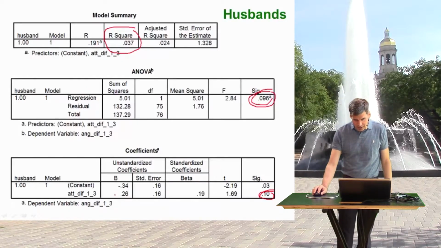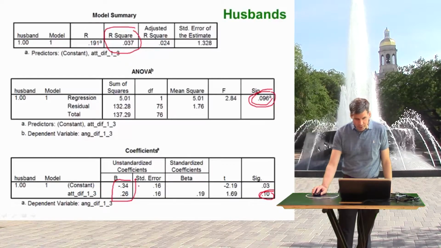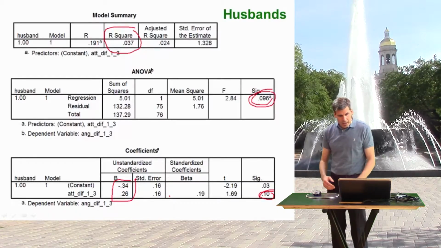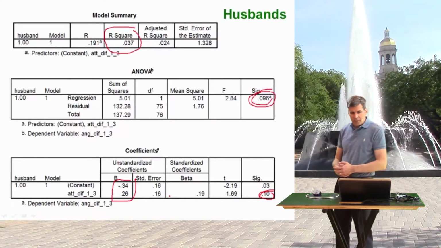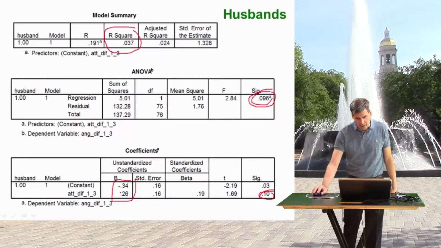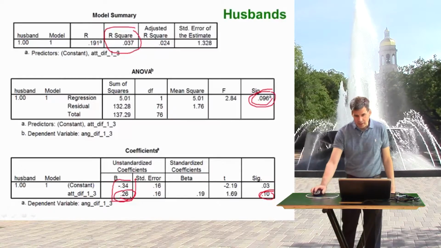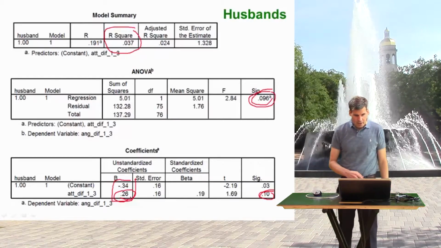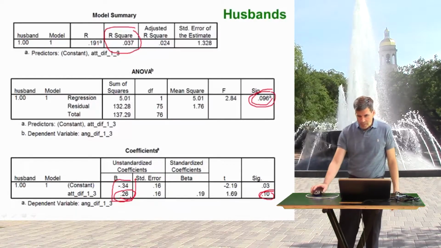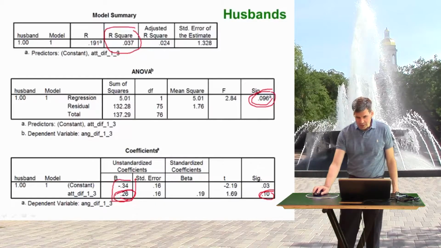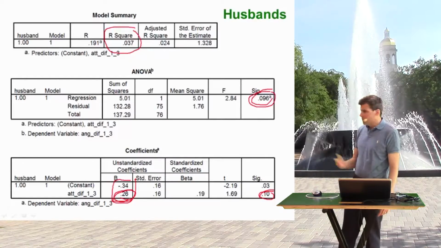And here's the beta weight for husbands. Our regression equation says that husbands' outcome, their anger change, is equal to the intercept, negative 0.34, plus a slope, 0.26, times their score on x, their attribution change. And that slope is not significant, but that's what the equation is.